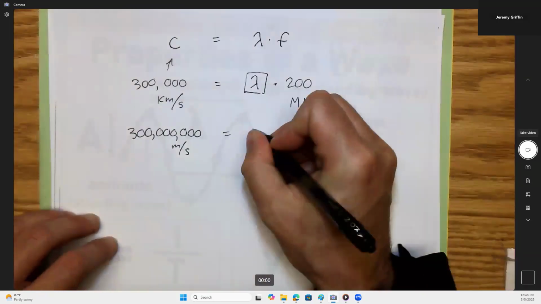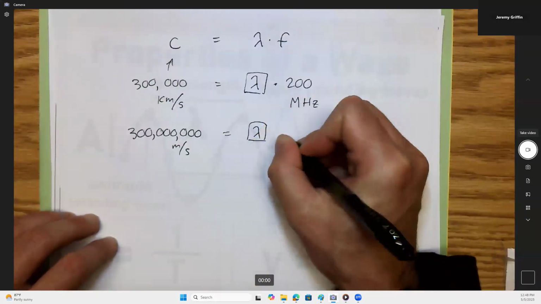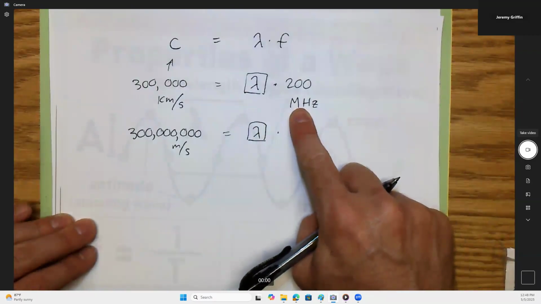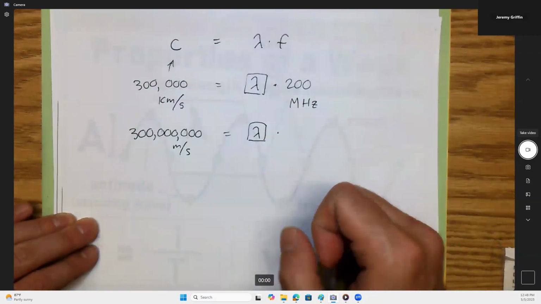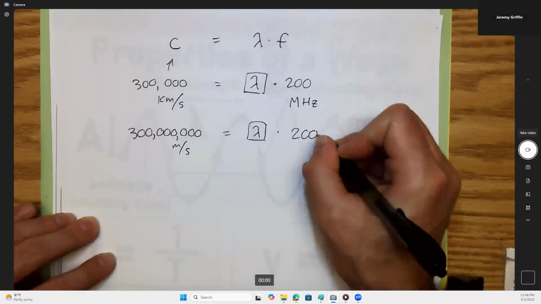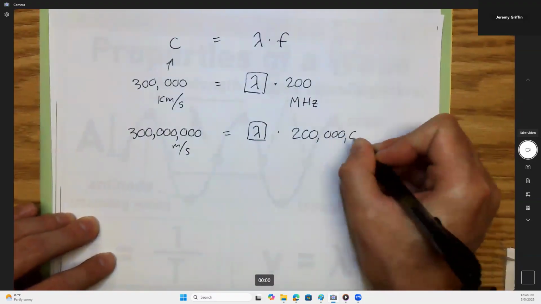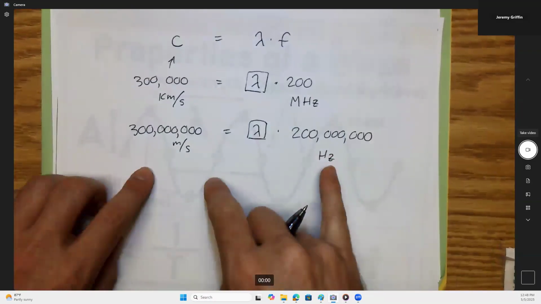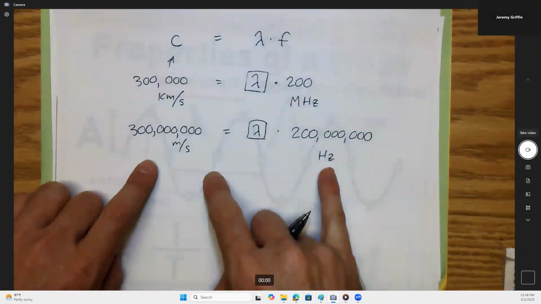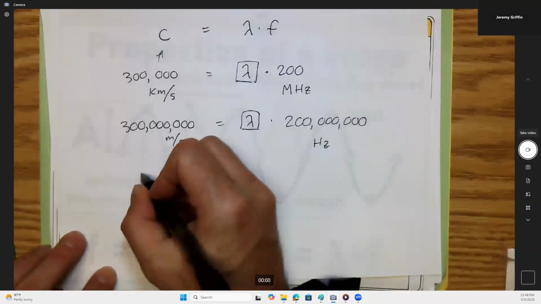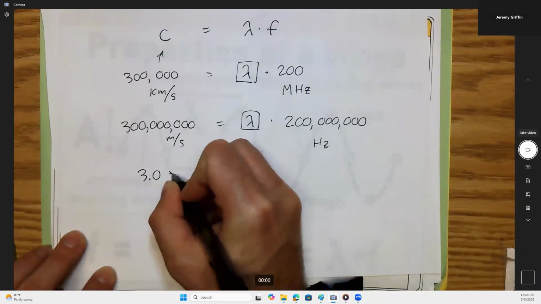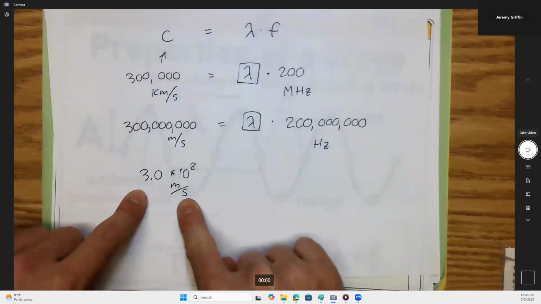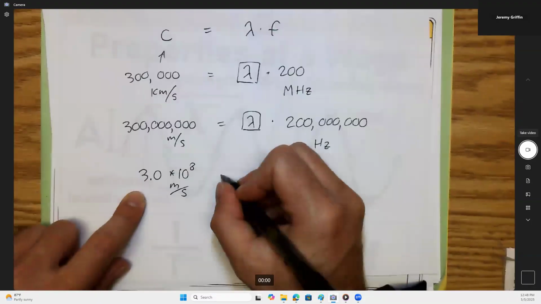We're still solving for wavelength, lambda. And what's mega? Mega is a factor of 1,000,000. So 200 million hertz. Let's do one more thing. Can you put these in scientific notation? This is 3 times 10 to the 8 meters per second. Does that look familiar from relativity? Because we use that all the time.